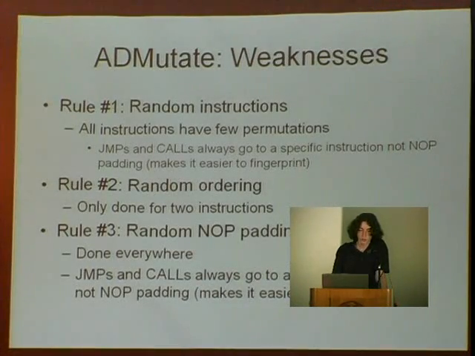For the random instructions, all instructions have very few permutations, but they have some permutations, unlike CLET or Shikata Ga Nai in some instances where they had none for some instructions. For rule number 2, random ordering, however, they only switch around the sequence of 2 instructions, so they really don't do rule number 2 at all. And for rule number 3, random NOP padding, it's done everywhere. So this makes it considerably harder, because now we have NOPs everywhere, and it's much harder to analyze.